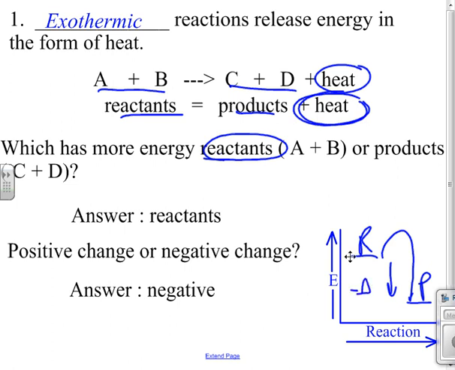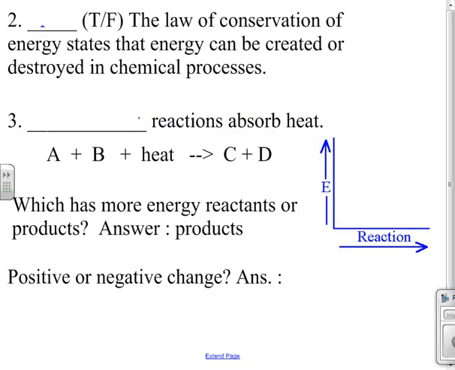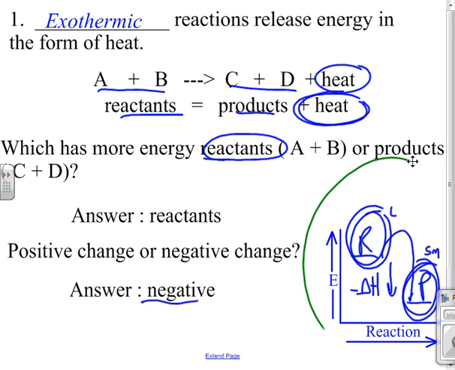A negative change in enthalpy indicates that the products have less energy than the reactants. So when you calculate the change, it's the final state minus the initial state, a smaller number minus a larger number, which gives you a negative value. And of course, the total amount of heat in the universe remains constant, but the amount of heat in the products is lower than the heat in the reactants, because some of that heat is lost to the environment.